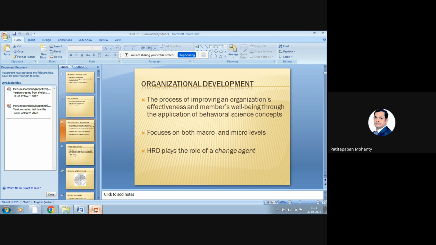So HRD plays the role of change agent. When the HRD plays the role of change agent, human resource planning plays a very, very decisive role. And this decisive role is emphasized at both the macro level and the micro level. So that's why it is a kind of process. And if this process improves the organization's well-being, as I have told you, the organization's effectiveness, that means the efficiency of the organization increases. It is enhanced. And the employees' well-being is also enhanced. So that's why organizational development plays a pivotal role. It plays a central role in human resource management.